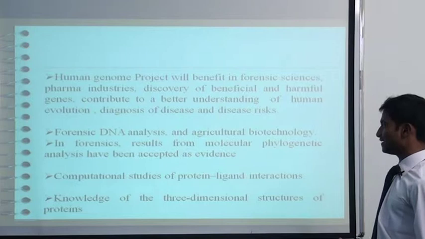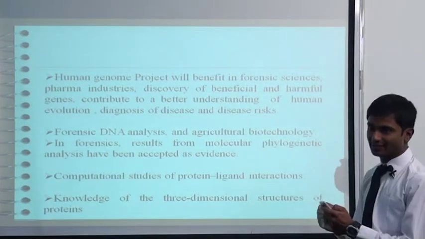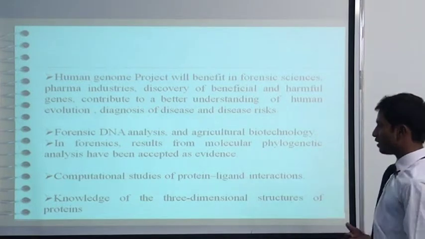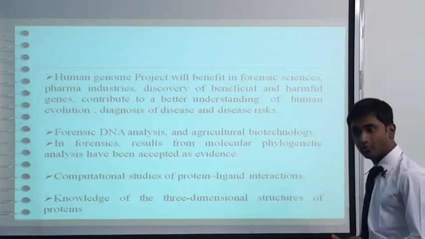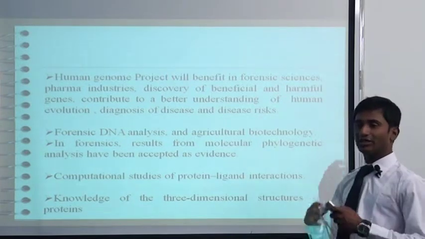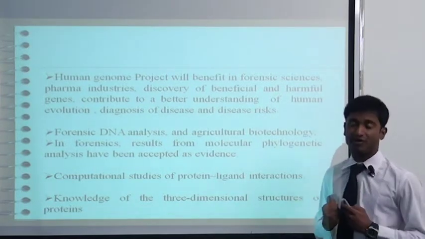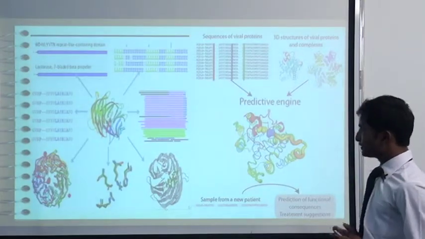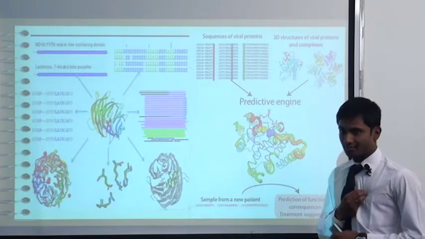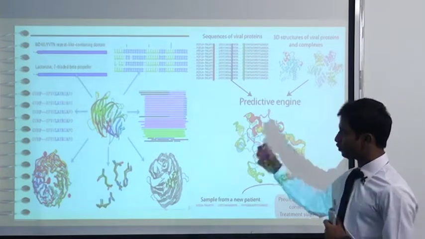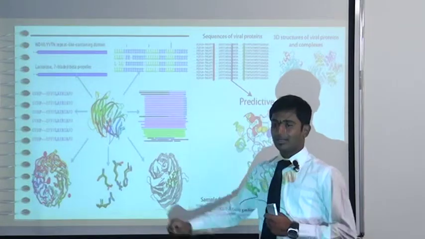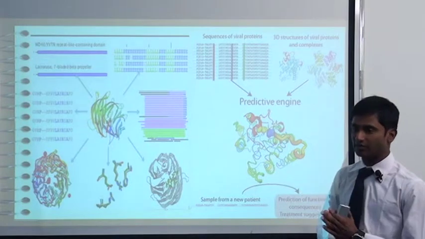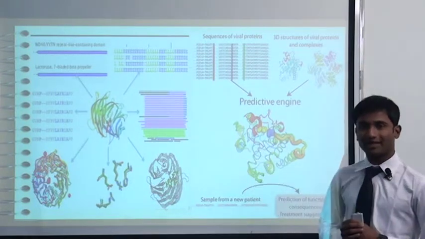Now, computational studies of protein-ligand interaction are related to drug designing software, and knowledge of the three-dimensional structure of a protein will benefit us in retrieving all information about the proteins. And this is the diagram. See, suppose I have one protein, this one, that is an unknown protein. I don't have any information related to this protein. So what can I do?